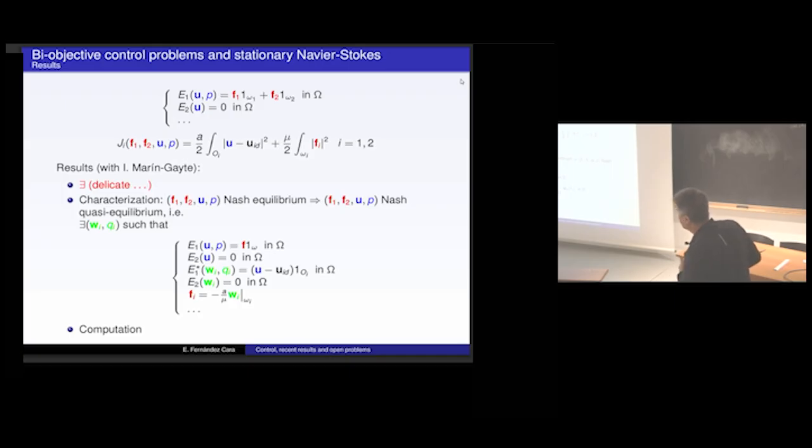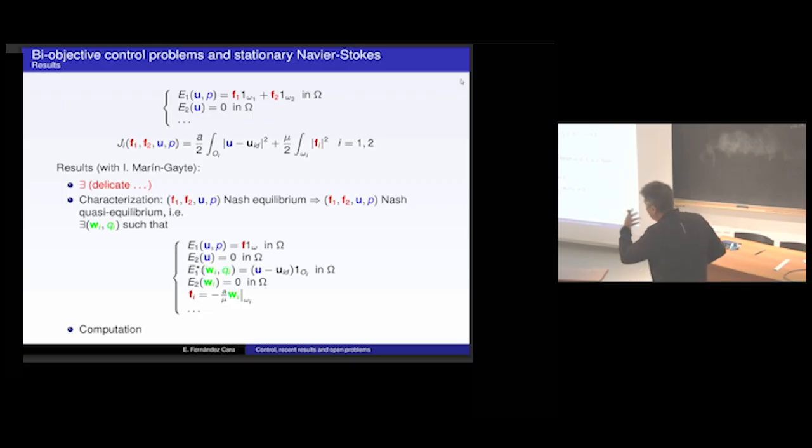In this case, since we have two controls and two criteria, things are a little bit more complicated because you have two adjoints, each of them associated to a control. But it can be done, and you can also in this case get a characterization of the Nash equilibrium. This is interesting because it gives you two things. First, it gives you a criterion to discard some controls as a Nash equilibrium, but it also gives an algorithm in order to compute it.